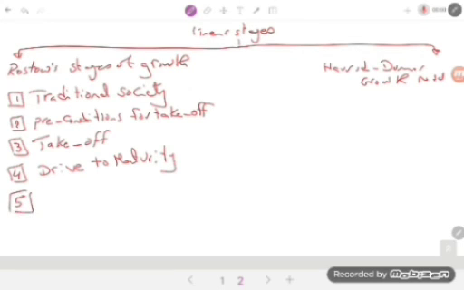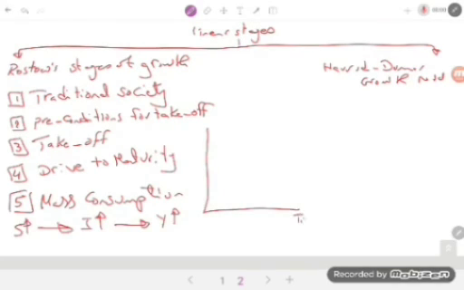Stage number 5, or the last one, mass consumption. As the economy becomes mature enough, now we are going to target our production to satisfy the luxury needs of the consumers. And this is GDP growth rate.